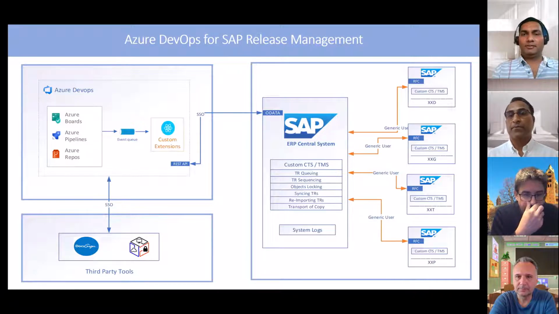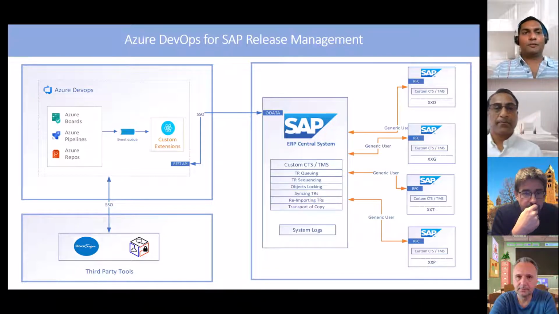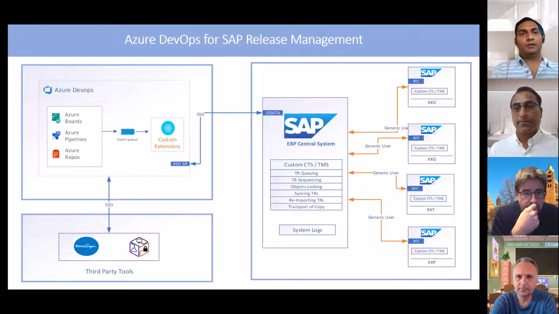So the big SAP system in the center is the hub system. That's basically the center of the solution, where we put in some custom code to help communicate to Azure DevOps and the rest of the satellite systems on the right-hand side. The way it communicates from the central hub system to Azure DevOps and vice versa is using single sign-on. And the connection to the rest of the satellite systems is using RFC connections with a generic user ID.